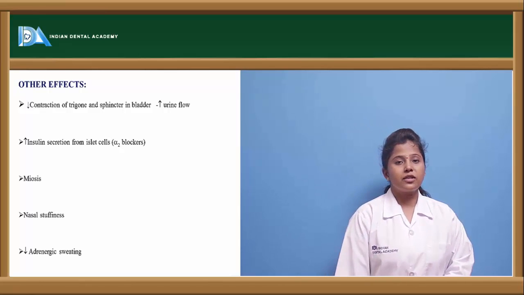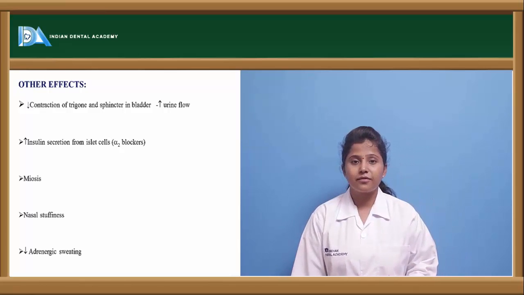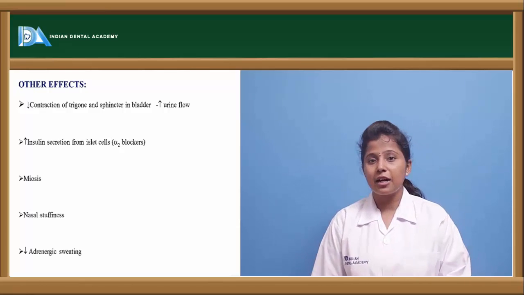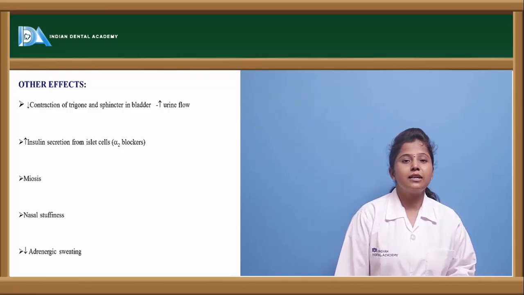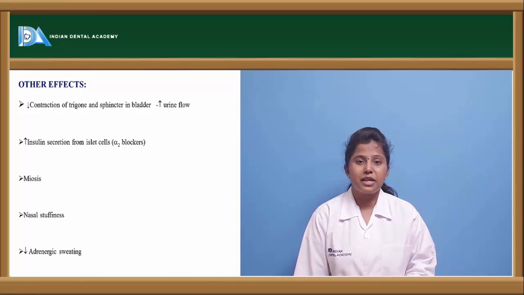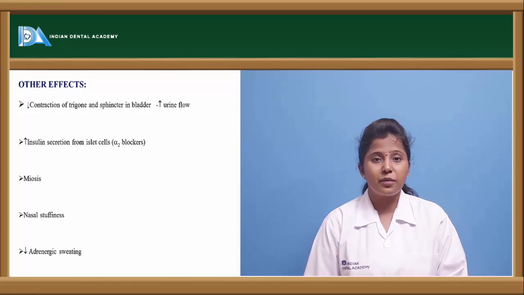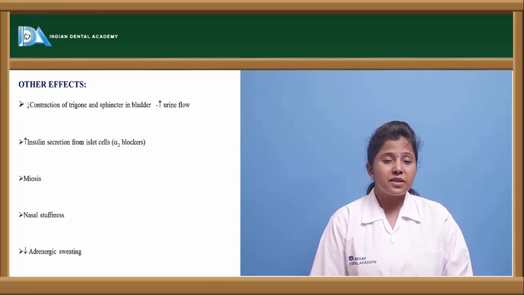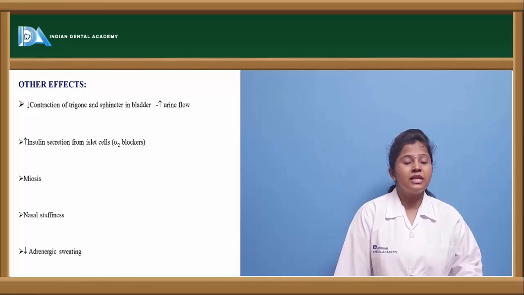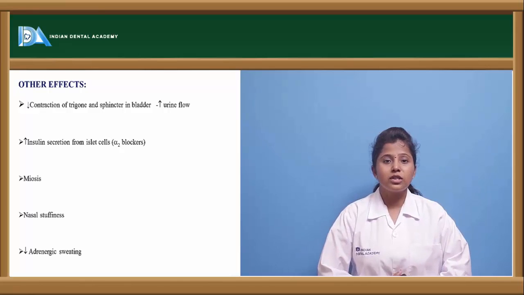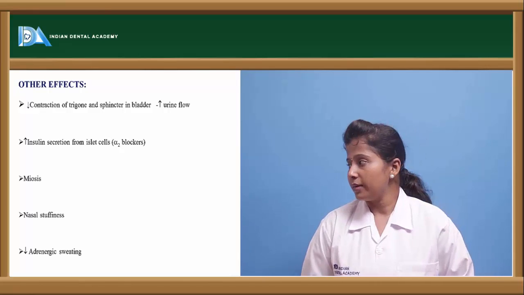And it also causes miosis. I told you miosis is excessive constriction of the pupil of the eye. It causes nasal stuffiness or nasal congestion, and it causes decreased adrenergic sweating. We can say there will be decreased sweating, which is not good for the person, because the toxins present in the body will come out in the form of sweat or urine. So if a person won't sweat properly, then the toxins won't come out of his body properly.